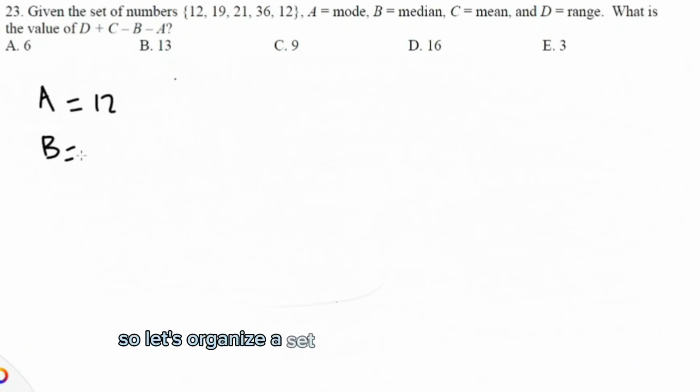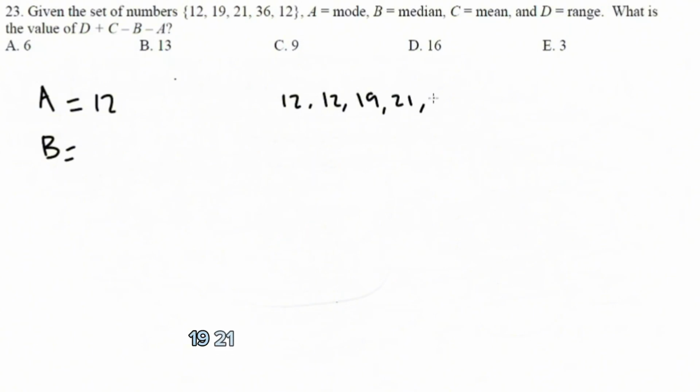So let's organize the set of data from least to greatest. That's 12, 12, 19, 21, 36. So the middle number is 19, which means B is 19. Next, C. C is the mean. So the mean is just the average.